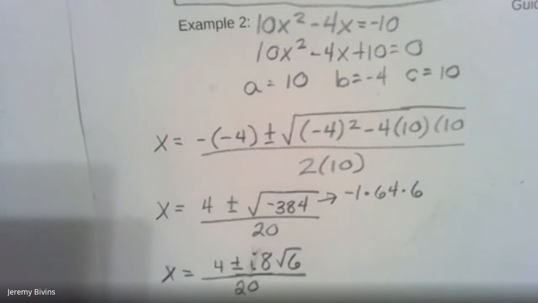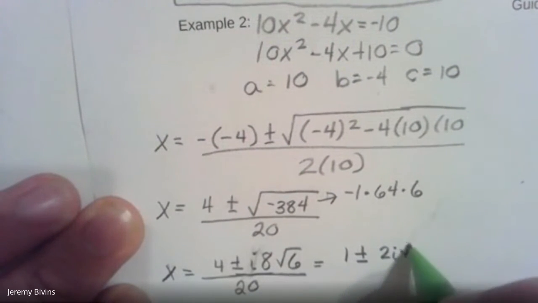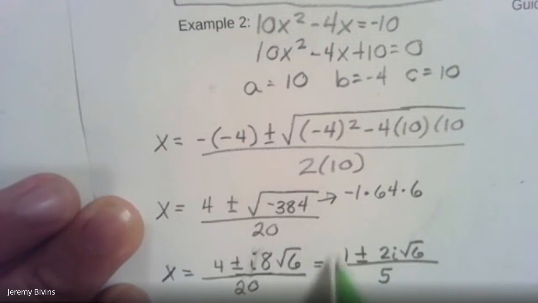Now, if you're looking here, you have a 4, an 8, and a 20. And you're looking for the number that goes into all of those, and it's going to be 4. 4 goes into itself once. It goes into 8 twice. And it goes into 20 five times. So this is one way to represent your answer.